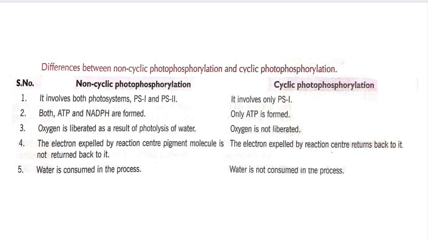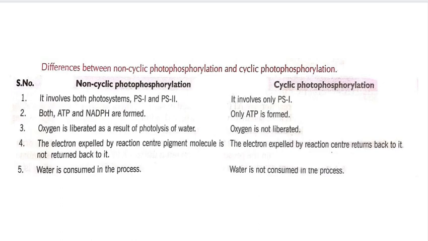You have seen both of them. So now let's see the difference between non-cyclic and cyclic photophosphorylation. Non-cyclic, as you knew, involves both photosystems PS1 and PS2, and cyclic involves only photosystem 1. In non-cyclic, ATP and NADPH are formed, but in cyclic you saw that only ATP is formed. In non-cyclic photophosphorylation, if you go through the diagram again, you will see that oxygen is liberated as a result of photolysis of water. In cyclic, oxygen is not liberated.